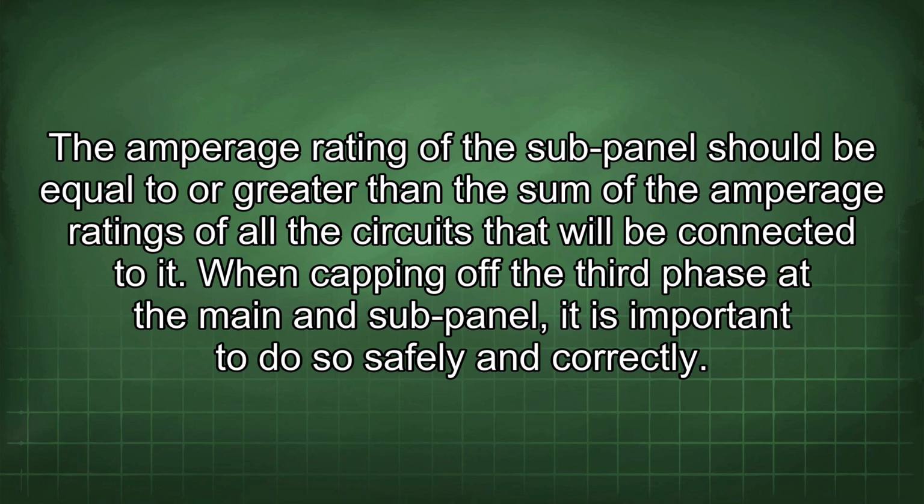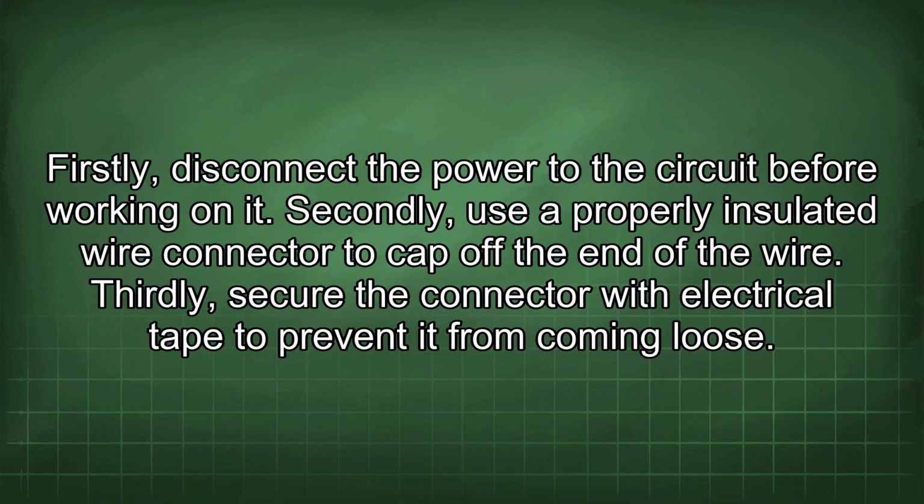When capping off the third phase at the main and subpanel, it is important to do so safely and correctly. Firstly, disconnect the power to the circuit before working on it. Secondly, use a properly insulated wire connector to cap off the end of the wire. Thirdly, secure the connector with electrical tape to prevent it from coming loose.